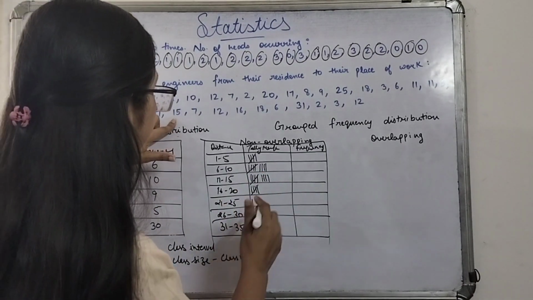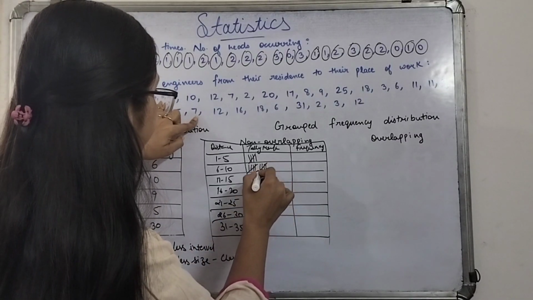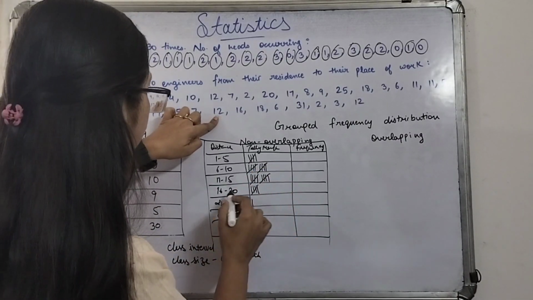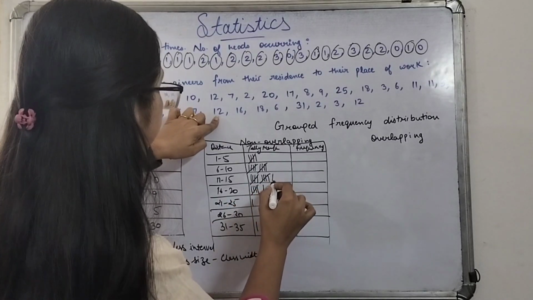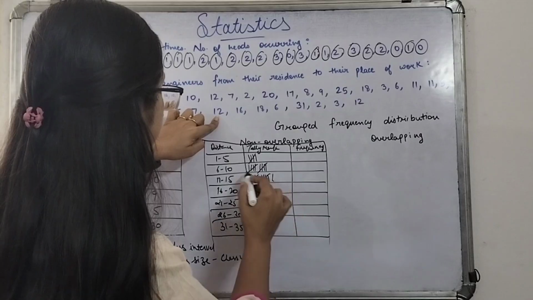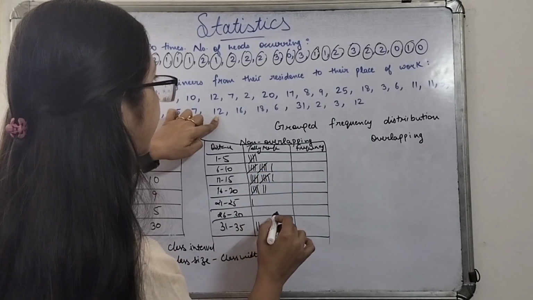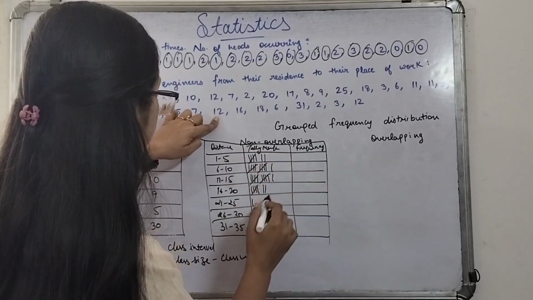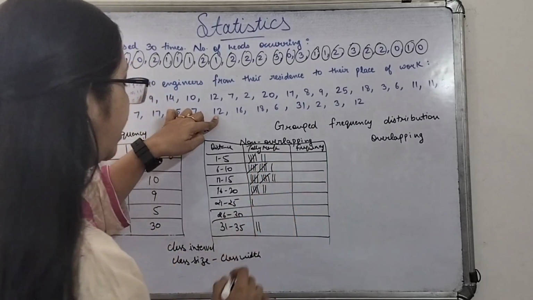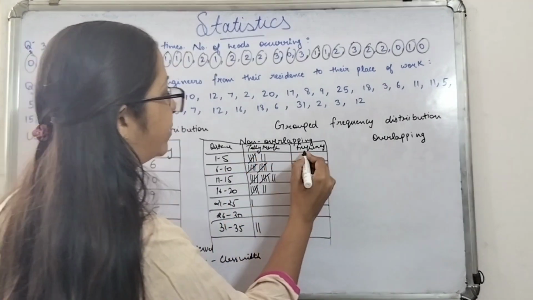Then your 15 will be here, then 7 will be here, 12, 16, then 18, then 6, then 31, then 2, then 3, and then 12. 12 will be here. Now we will be making the frequency. It is for 5 and 2, 7.